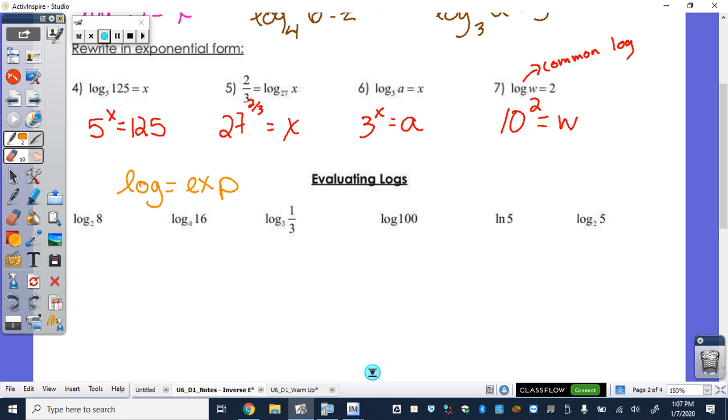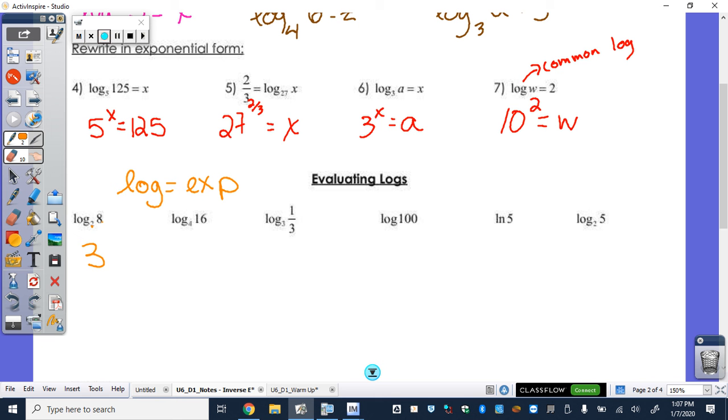Moving on to evaluating log. So again, you have to remember, log is simply your exponent. So when you're evaluating logs, what you're trying to do is you're trying to think to yourself, what is the exponent that gives me that answer? So for this first one, what is the exponent on a 2 that gives us an 8? 3. So log base 2 of 8 simplifies to 3 because the exponent on 2 to give you 8 is 3.